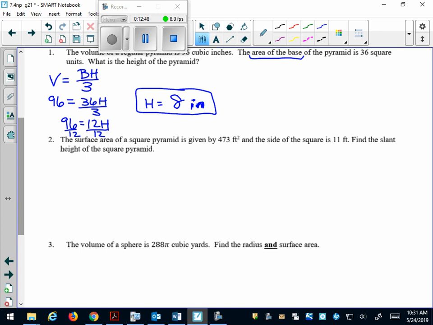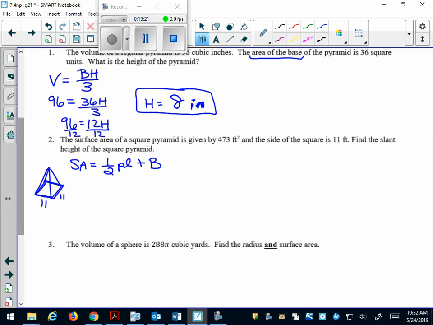Okay. The surface area of a square pyramid is 473. The side of the square is 11. Okay, so surface area of a pyramid. What's the formula for that? 1/2 PL plus B. And they're telling us that the side of the square is 11. So the base is an 11 by 11 square.